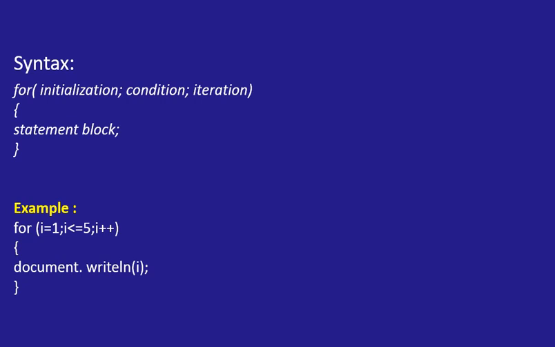Then you have to use a curly bracket, then the block of statements, then complete the curly bracket. See the example. for, in bracket i = 1; i = 1 is the initialization, assigning the initial value to the variable, so variable i = 1; semicolon, i <= 5, this is the condition, then semicolon i++. This is called the iteration, incrementing the value of the running variable. Then complete the curly bracket, then write document.write of the variable and complete the curly bracket.